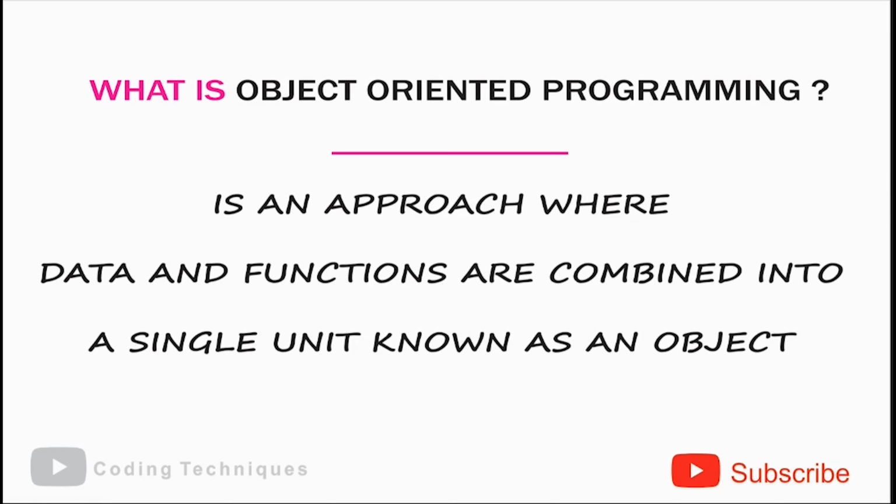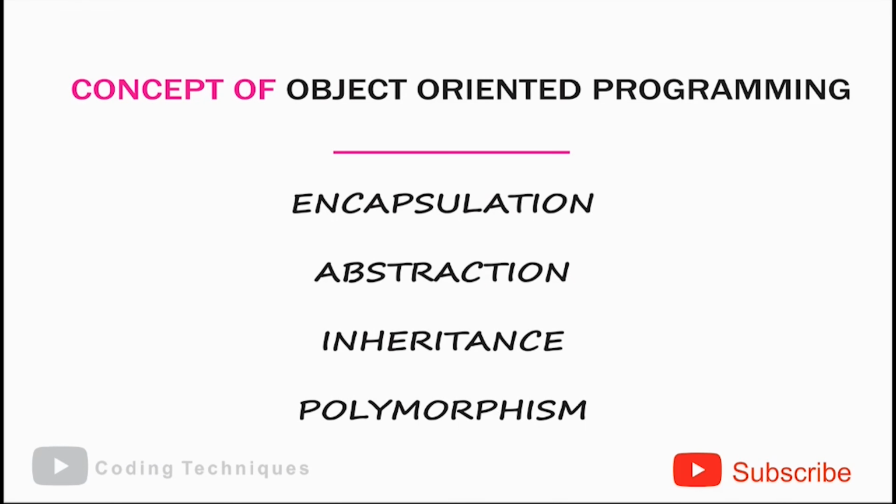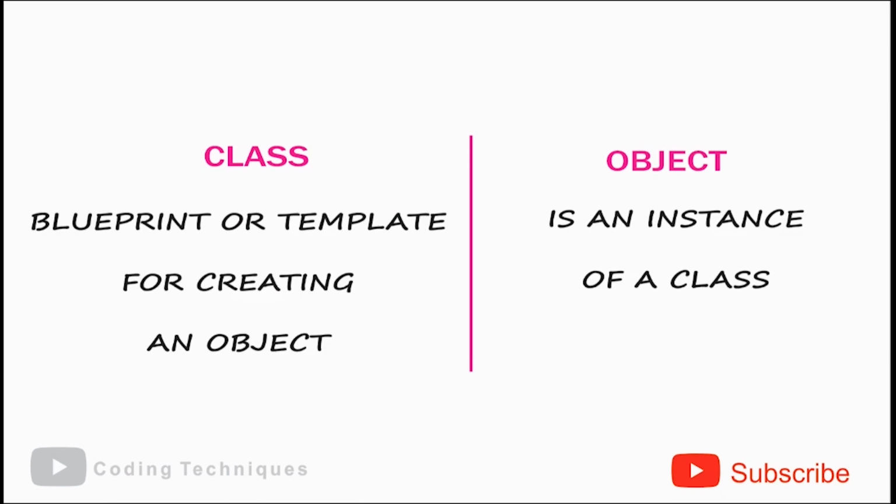What is object-oriented programming? It is an approach where data and functions are combined into a single unit known as an object. The concepts of object-oriented programming include encapsulation, abstraction, inheritance, and polymorphism.